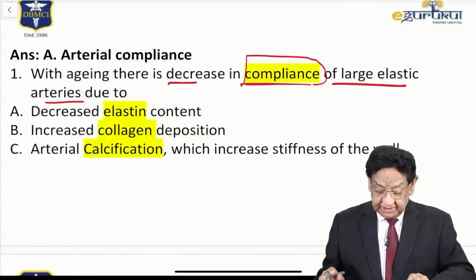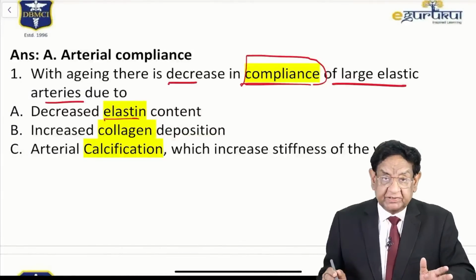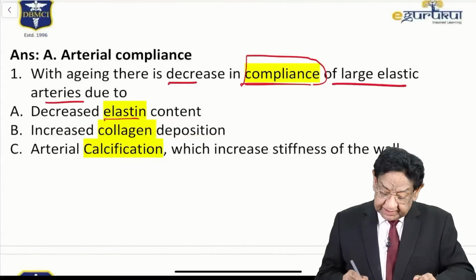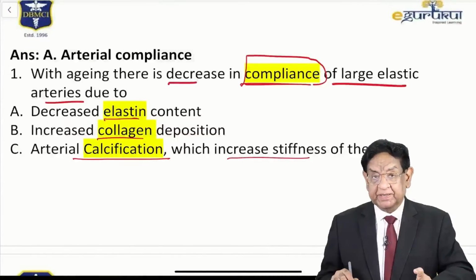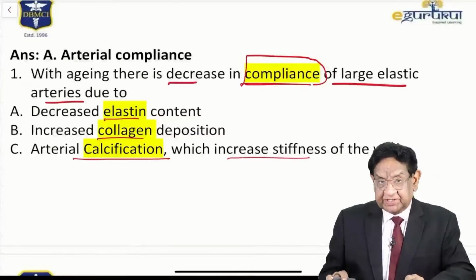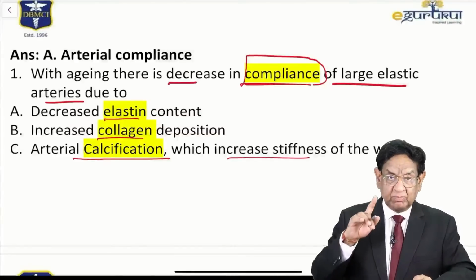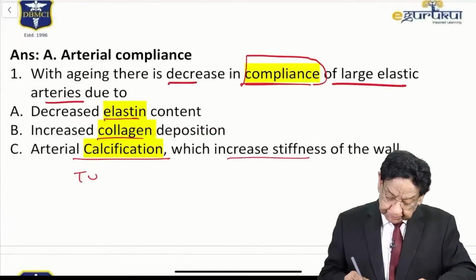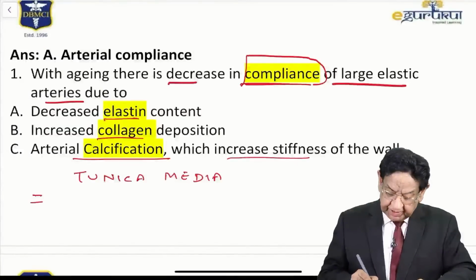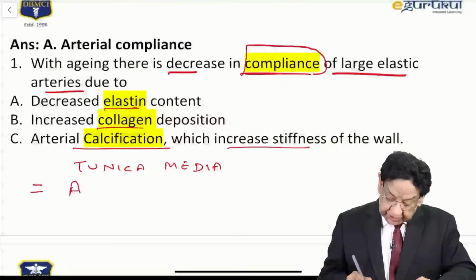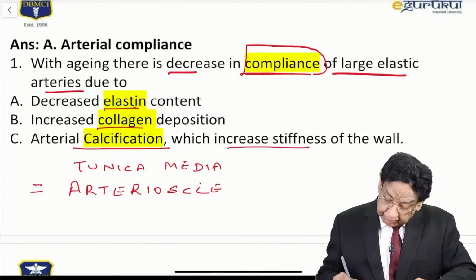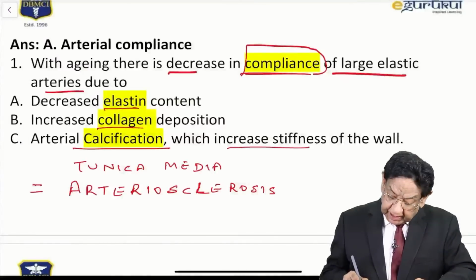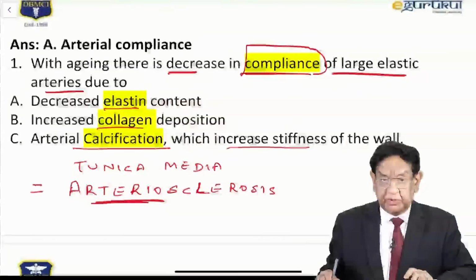But why is it there? There is a decreased elastin content. As the age increases, elasticity of the artery goes away, and there is increased collagen deposition. But out of this, most important is arterial calcification, which increases stiffness. If I ask you what is the site of this calcification, most of you will go for tunica intima. That's the most common wrong answer. The answer is tunica media. And the pathology that occurs is known as arteriosclerosis. It is arterio, not athero. Athero occurs in tunica intima.